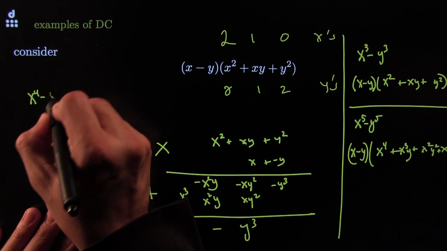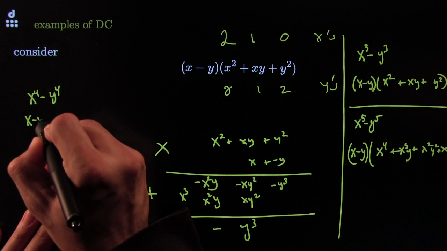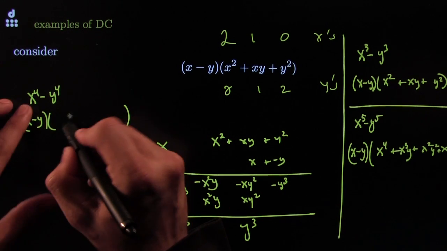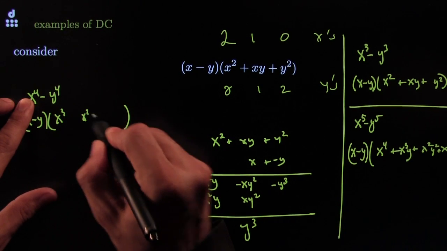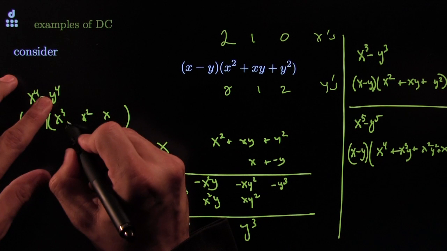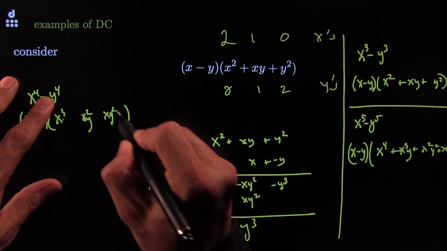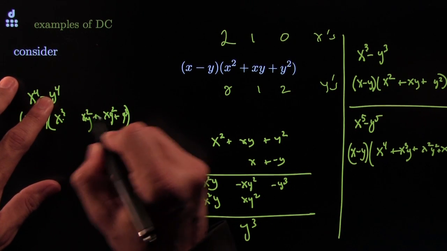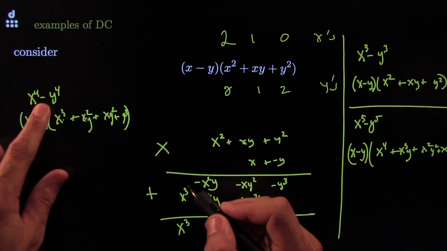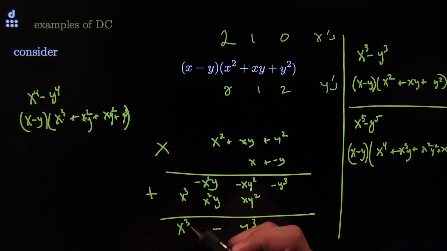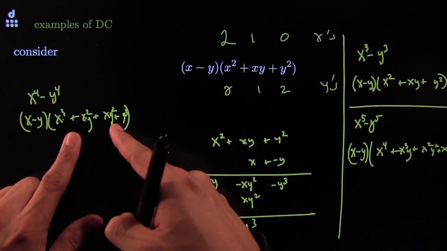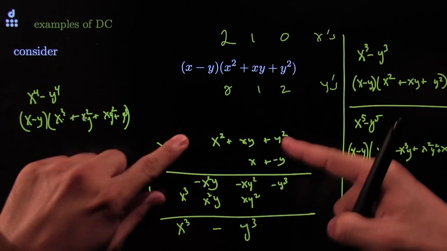X to the 4th minus y to the 4th. First you do x minus y, and then you put the rest of it here. 3 x's, 2 x's, 1 x, and no x's. Number of y's: no y's, 1 y, 2 y's, and 3 y's. And that's how you do it. These are super famous. Again, if you want to see why, you should try the kindergarten method like we did here.